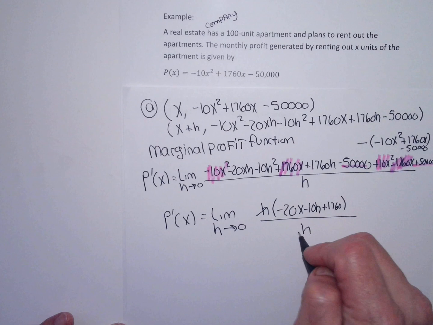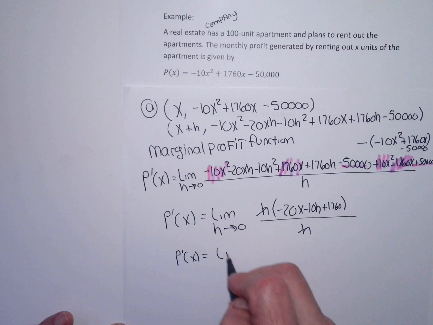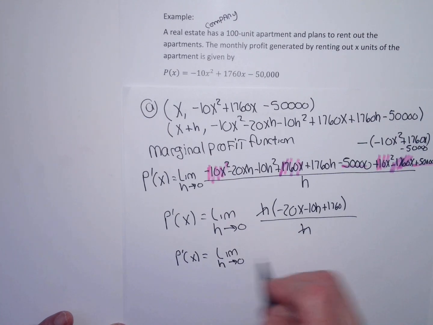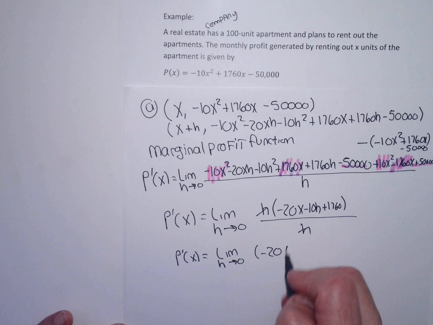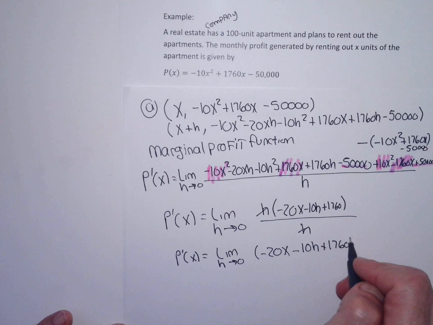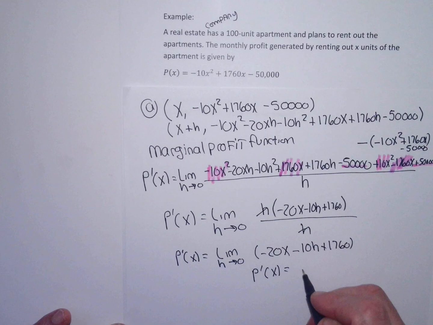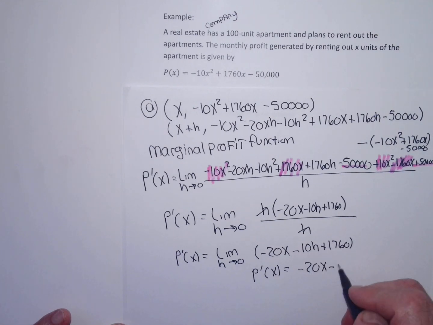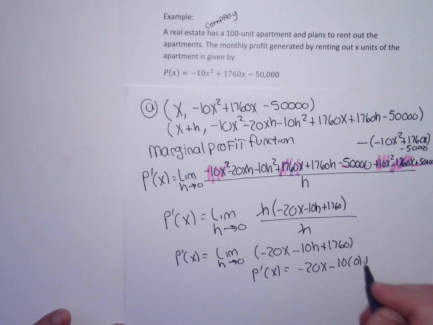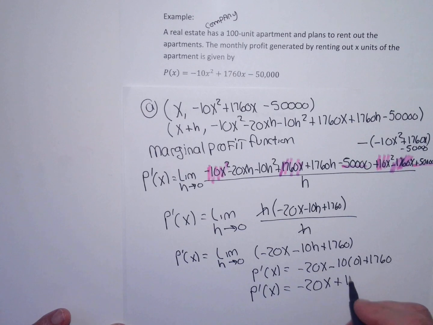I'm going to cancel the h's and get the marginal profit function, which is the derivative of the profit function, which is the function that tells me how much more money I'm going to make by renting out one more unit. It can be found by plugging in 0 for that h. The marginal profit function is negative 20x minus 10 times 0 plus 1760. So my answer to part A, the marginal profit function, is negative 20x plus 1760.